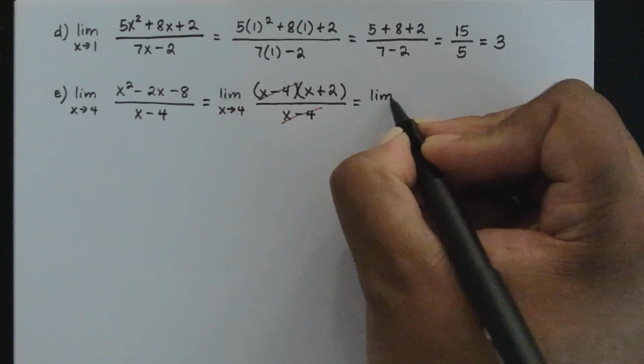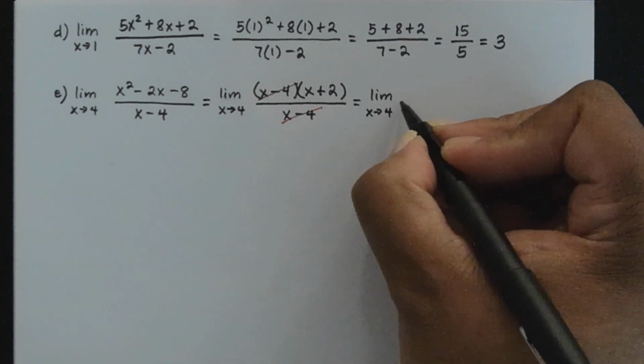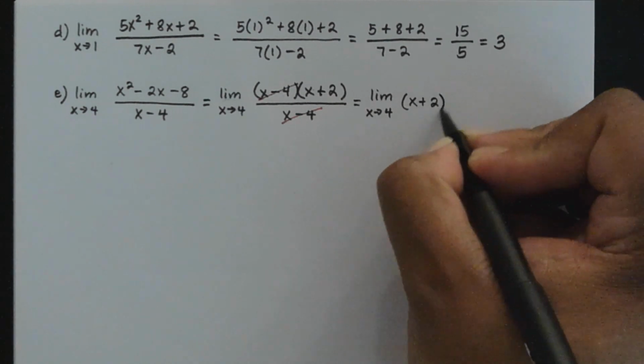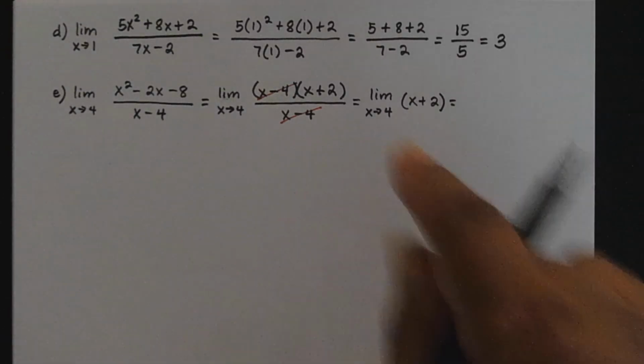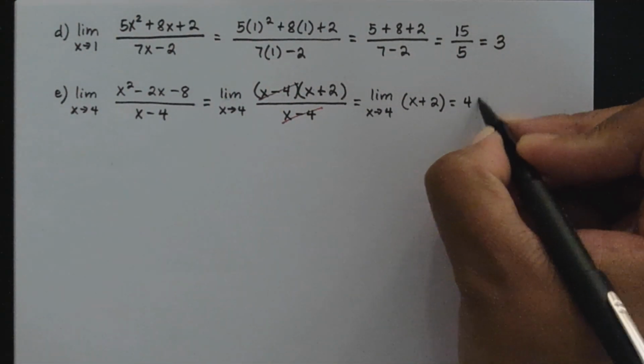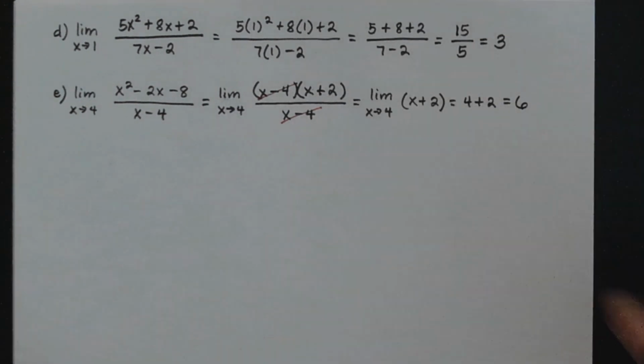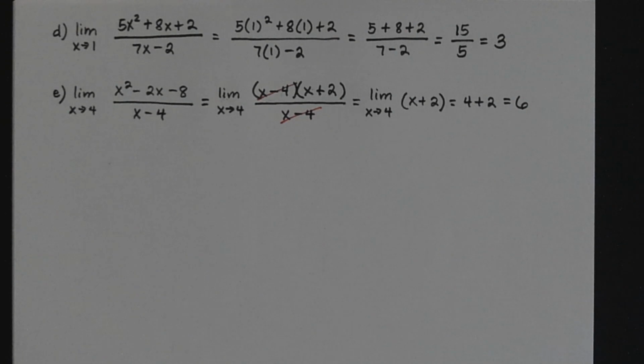So this will be the limit as x approaches 4 of just x plus 2. Now we've reduced that to just a linear function, which means I can use direct substitution. So here I can replace that x with 4, so it'll just be 4 plus 2, and it ends up being 6. So the limit as x approaches 4 of x squared minus 2x minus 8 divided by x minus 4 will end up being 6. Questions about part E?